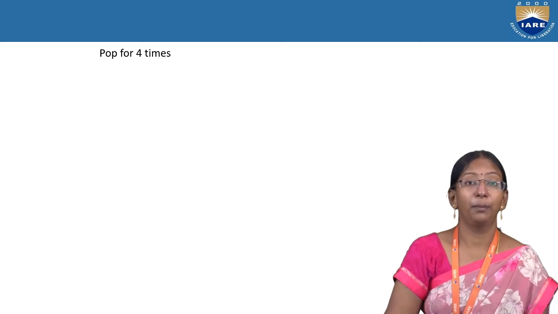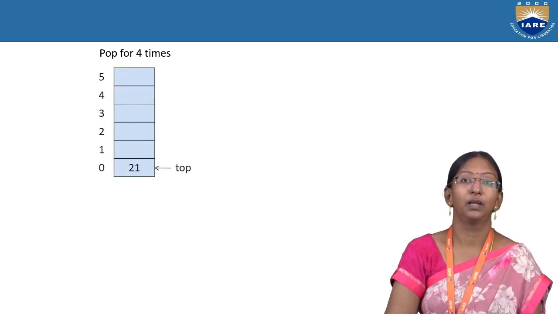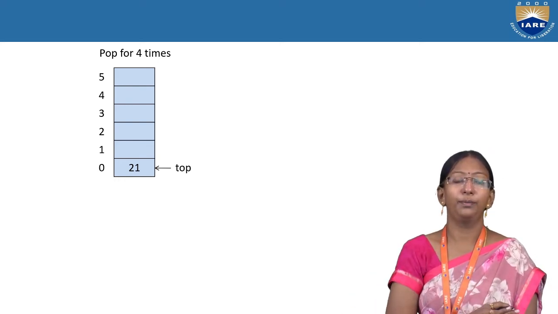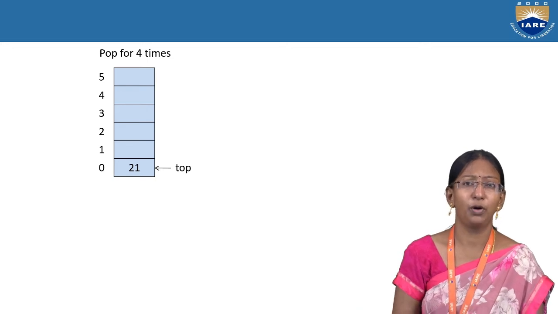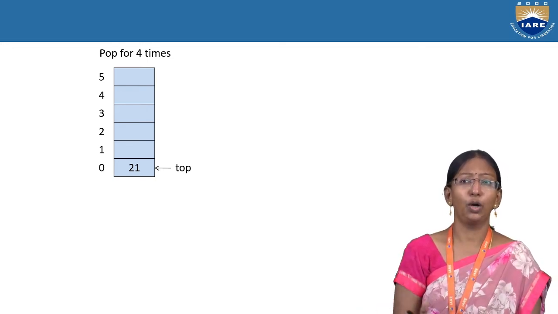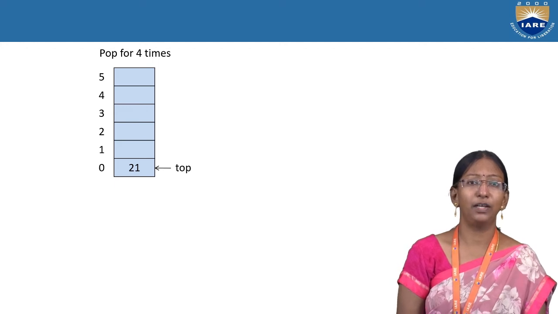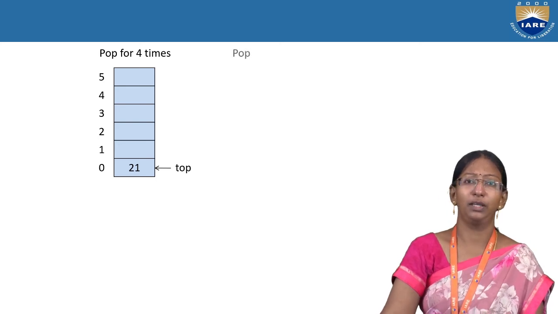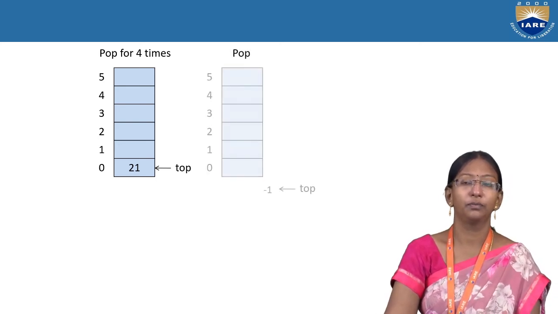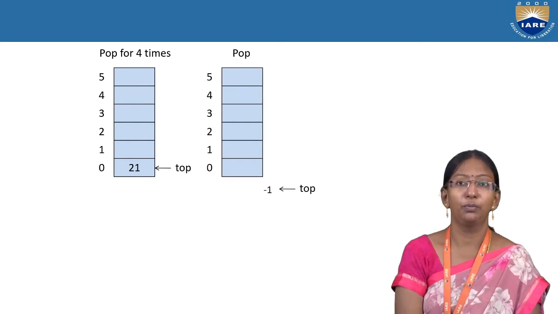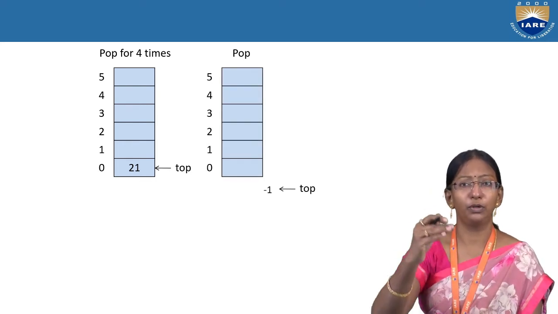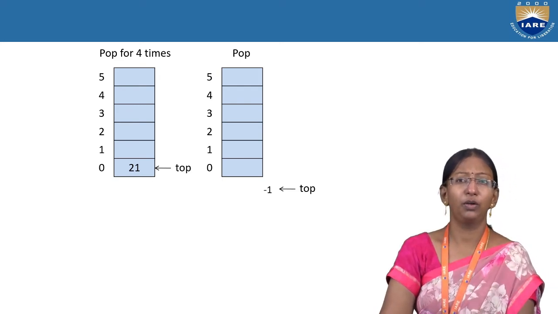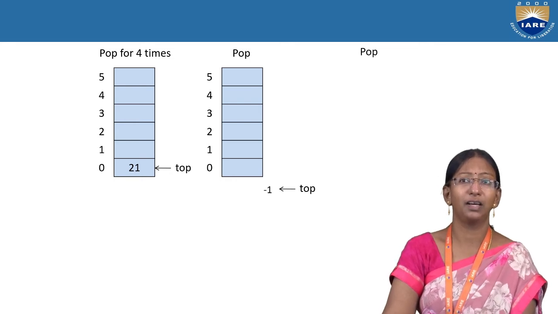So I'm going to pop 4 times. So I have removed the elements at index 4, 3, 2 and 1. After removing all 4 elements, 4 pop operations, my top will be pointing to the element at index value 0, which is the element 21. Now the peek element is 21. Okay? Again pop. What you have to do? If you remove 21, you decrement top, and top will be minus 1. So what do you mean by top minus 1? It says that the stack is empty.